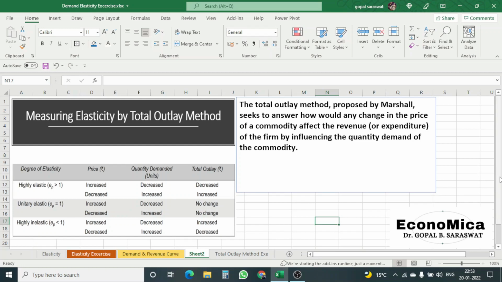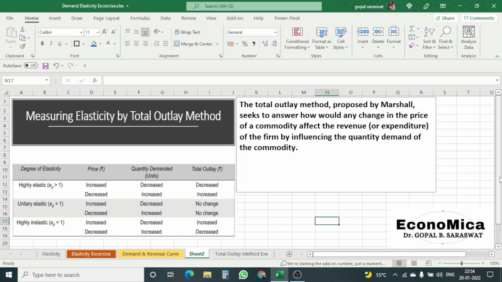If you missed my earlier video where I discussed price elasticity, please go and watch that video. We discussed specifically three degrees of price elasticity: highly elastic, unitary elastic, and inelastic. Highly elastic means elasticity is greater than 1. Unitary elastic means elasticity is equal to 1. And inelastic means elasticity is less than 1.